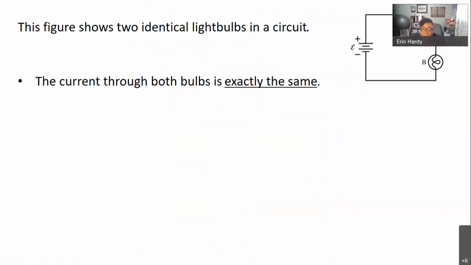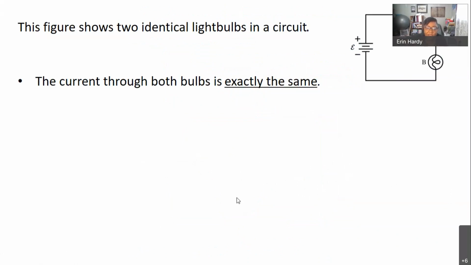It gets a little bit more complicated, but still pretty understandable when you have more than one resistance element. And we're going to work with light bulbs here because we're going to see light bulbs in this week's lab.